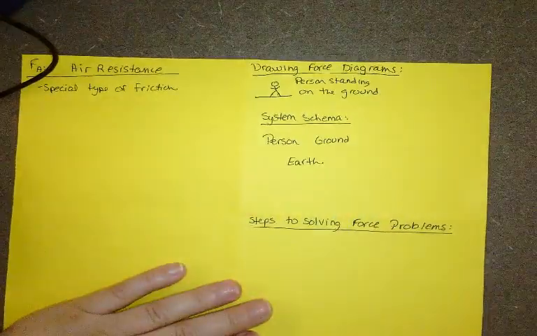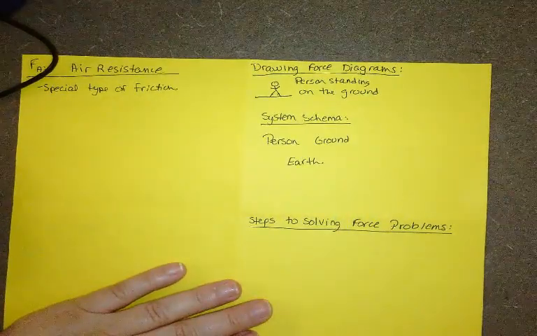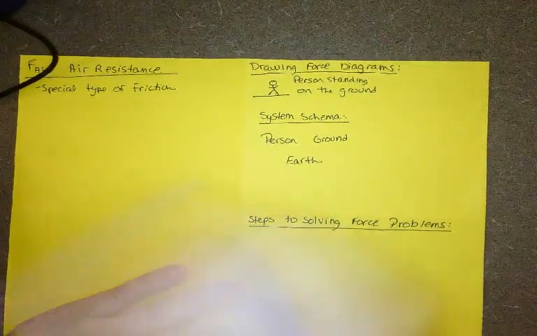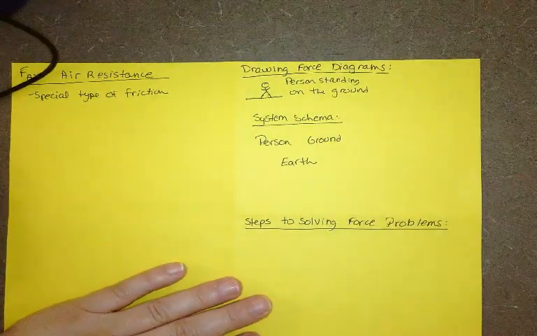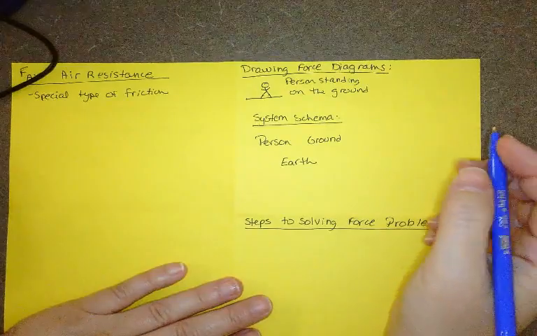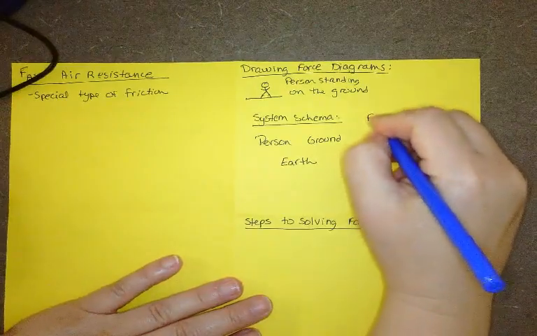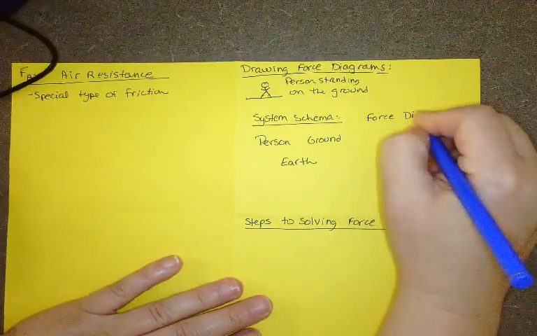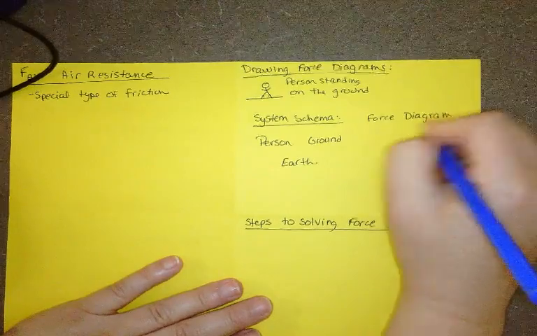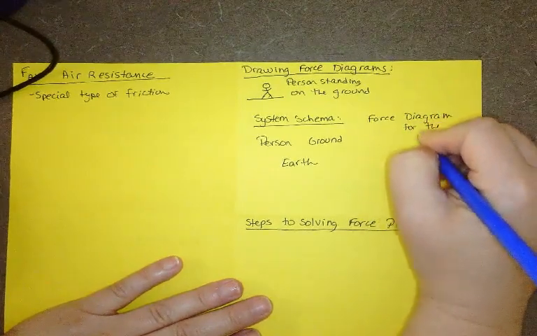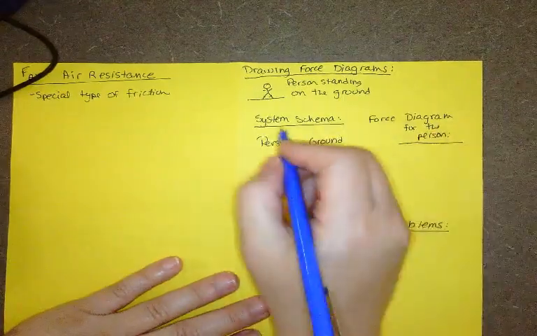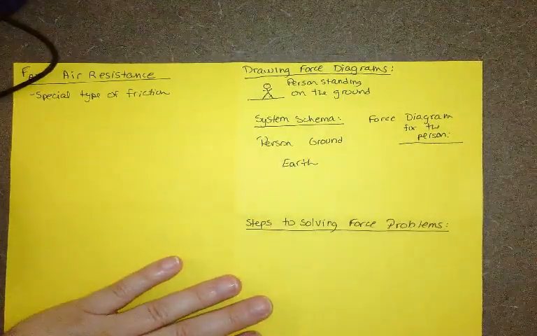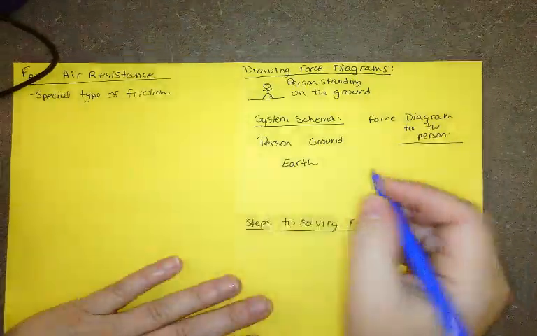Again, Earth is always going to be in your system if you are on or near the surface of Earth, or even near the planet of Earth. We'll talk about universal gravitation in a few weeks. Okay, we're going to draw a force diagram for the person. So over here, before we can draw that force diagram, we have to look at what interactions are going on.